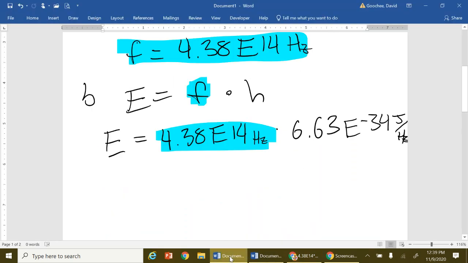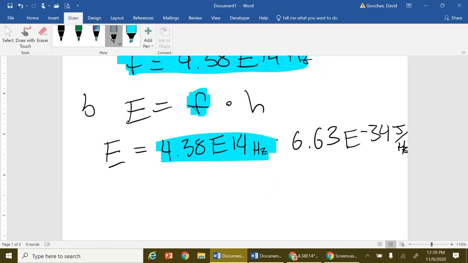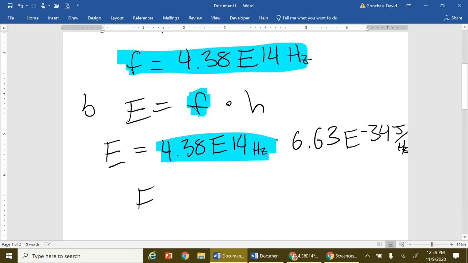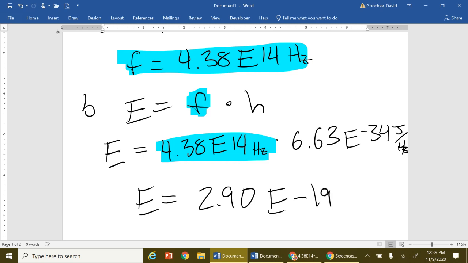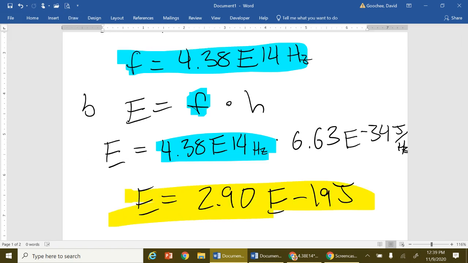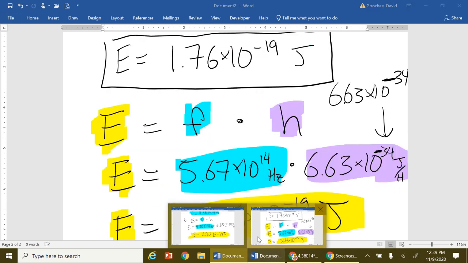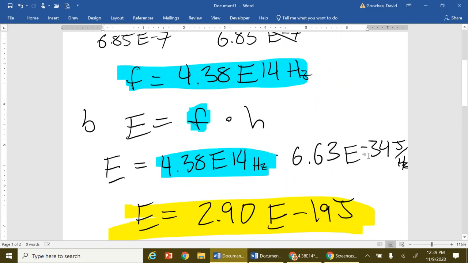So here we go. The energy equals 2.90 times 10 to the negative 19th joules. So it's a two-step problem, guys. A two-step problem to solve this.